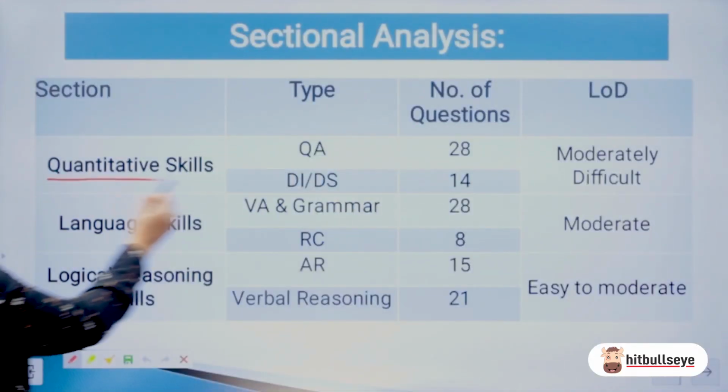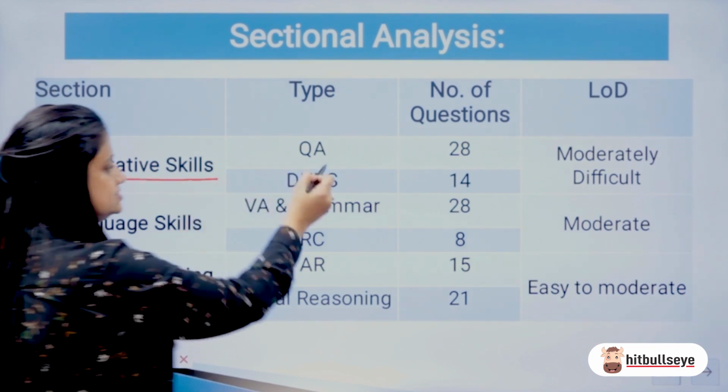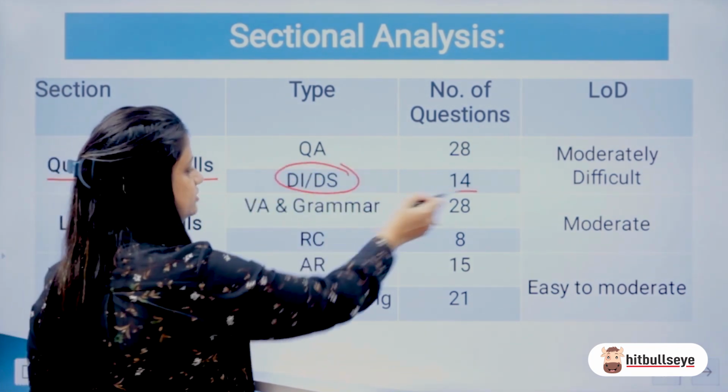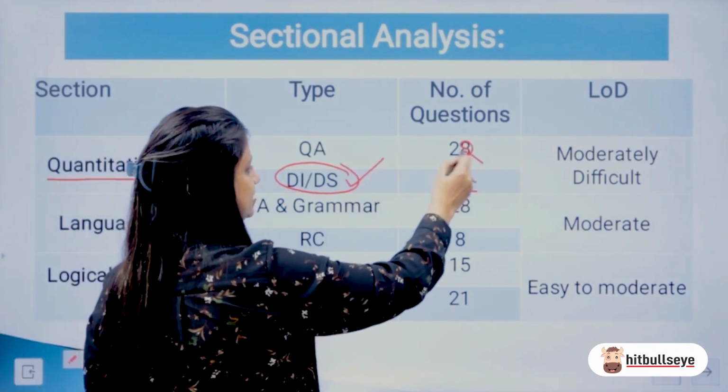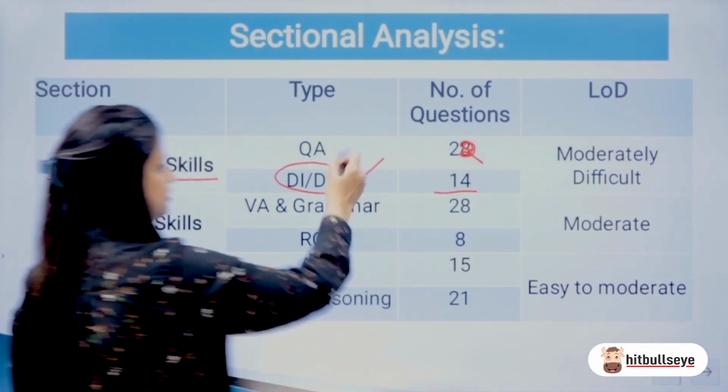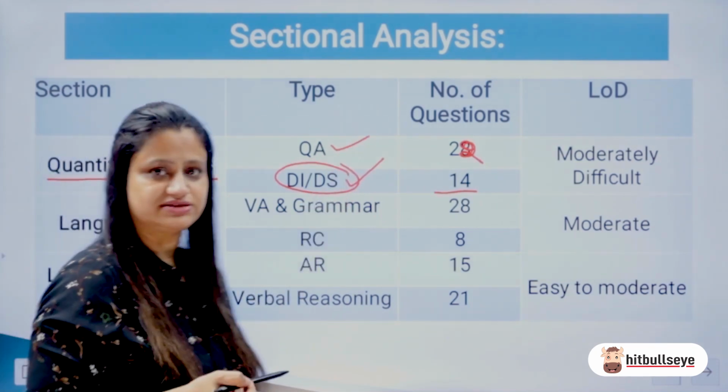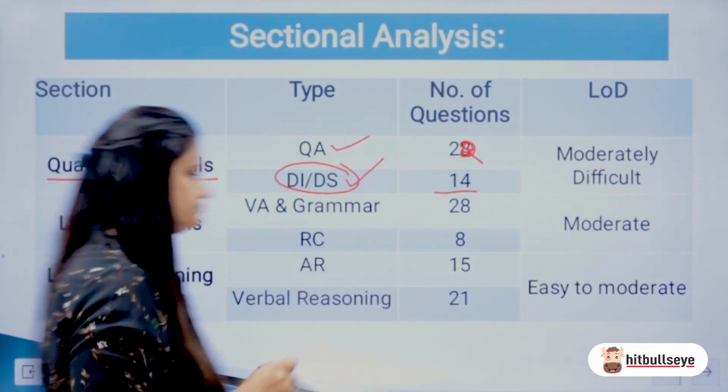So, if I talk about the quantitative skills section, there were almost 14 questions based on DI and DS, and 22 questions on quantitative aptitude, and the section was moderate to difficult.